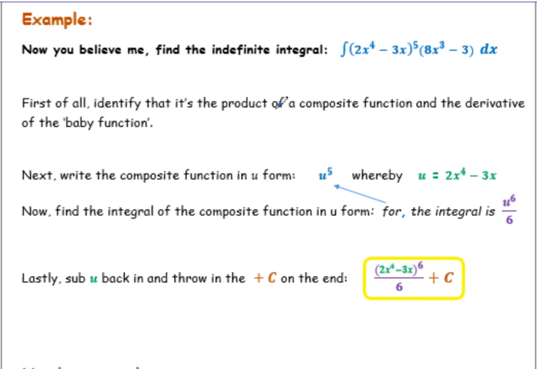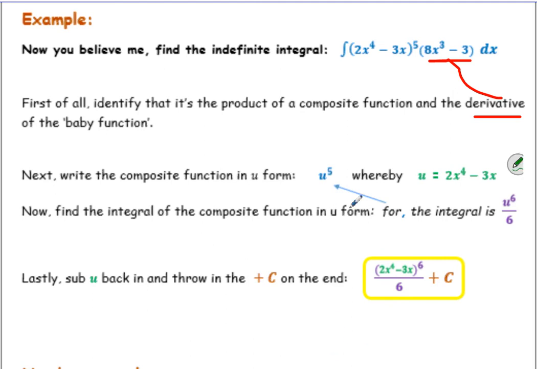Which one is the derivative of the baby? The 8x cubed. Yeah, okay, cool. So here's the derivative of the baby, this one here. But how can you call that a product? We haven't multiplied yet. Ah, yes, when they're next to each other like this, it means they're multiplied. Doesn't mean you have to multiply them. It just means that we can use this special shortcut technique to integrate it. So I would never have to actually multiply them.